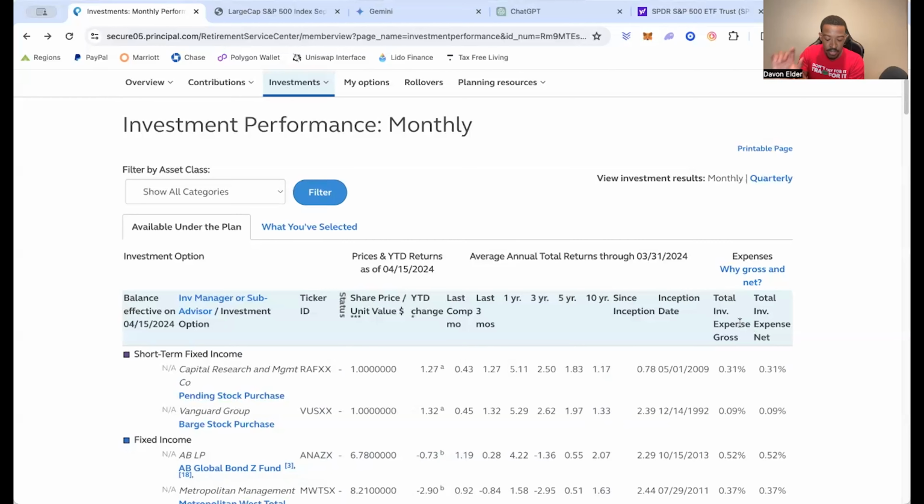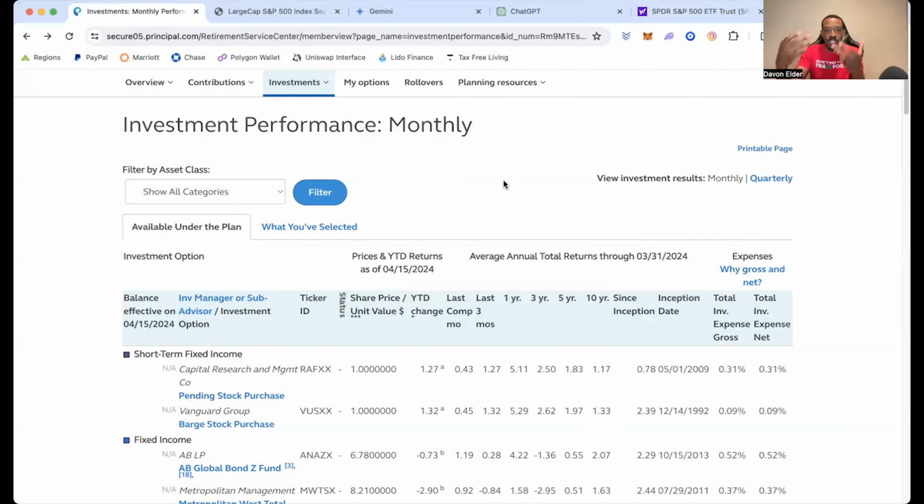Let's get into it. Okay, everybody, so I want to show you all the process for actually choosing your investments in your 401k, your 403b, or whatever retirement account that you have. Now, I have Principal. Principal is the custodian of my particular 401k plan, but everybody is different. Somebody could have Fidelity, somebody could have Schwab, somebody could have a random custodian that nobody knows about. But at the end of the day, the process is similar regardless of the custodian.